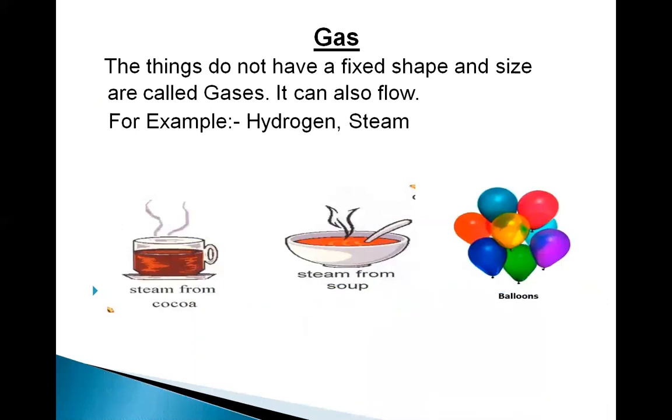Now, gases. Gases do not have a fixed shape and size. They take the same space as the whole area they get. They can flow very easily. For example, as you can see in the picture, steam, hydrogen, even the gases in balloons. They randomly move around and hence gases have no fixed shape at all. Gases fill up the entire space in the container they are in or the space they get. Maybe the full room, the open garden, anything.